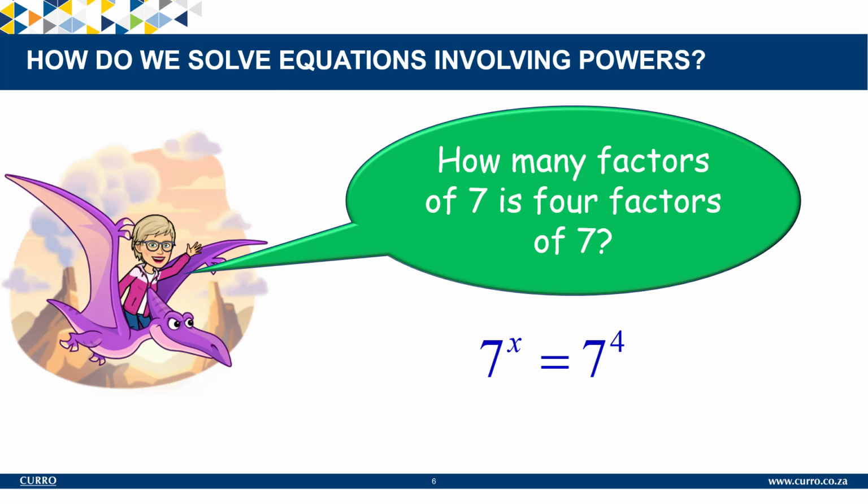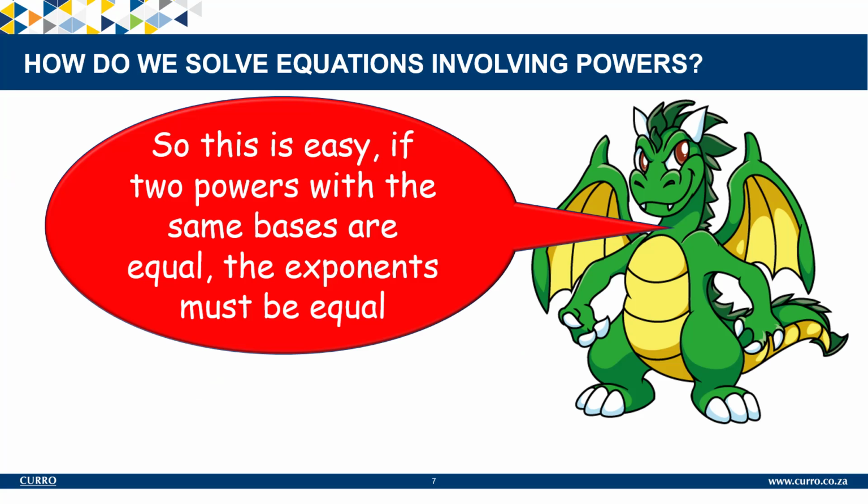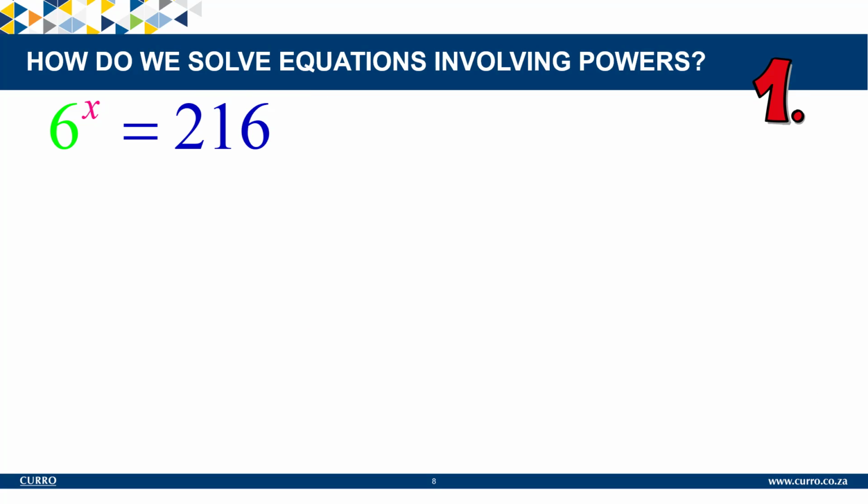Well done, Draco. So how many factors of 7 is 4 factors of 7? So this is easy. If two powers with the same bases are equal, then the exponents must be equal. There are the two powers, their bases are the same, so x is equal to 2. That makes sense. Let's look at example 1.